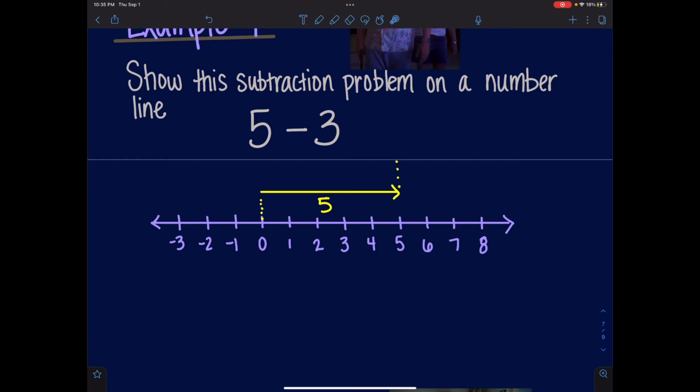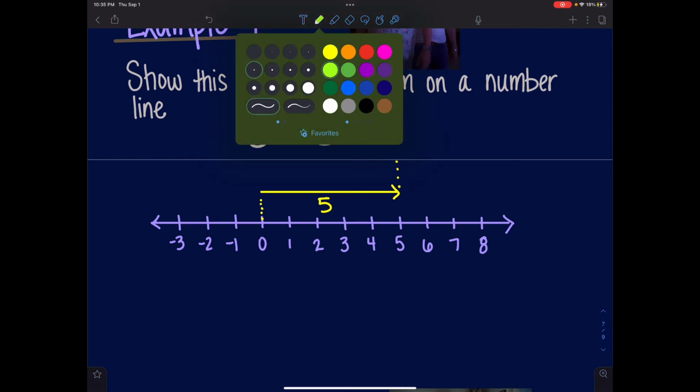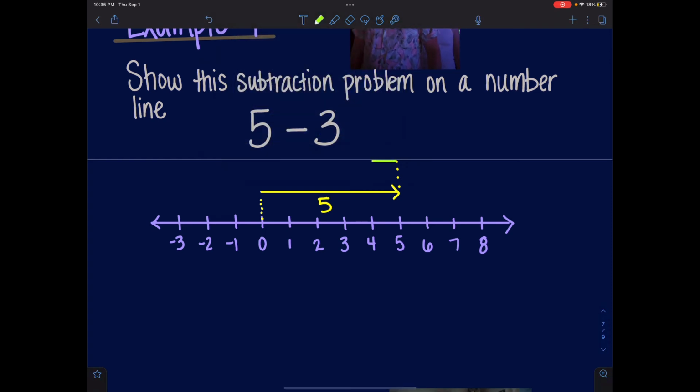Now the next number is basically -3 because we're subtracting 3, right? So let's change the color. Let's go 1, 2, 3. Boom. Okay. So -3.